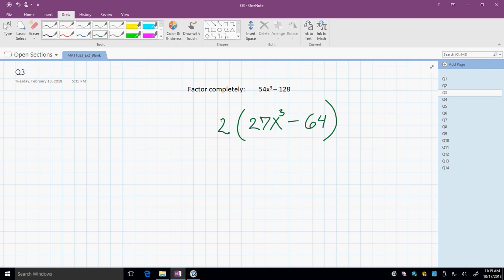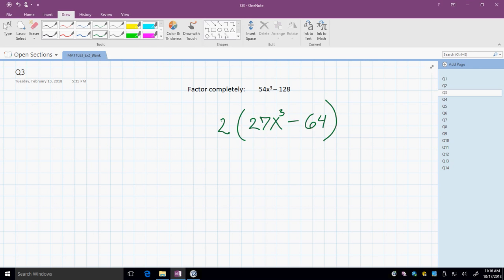Now, if a number ends in 0 or an even number, dividing by 2 is always going to give you a whole number, not decimals. So if a big number ends in 0, 2, 4, 6, 8, you know that you can go at least by half.